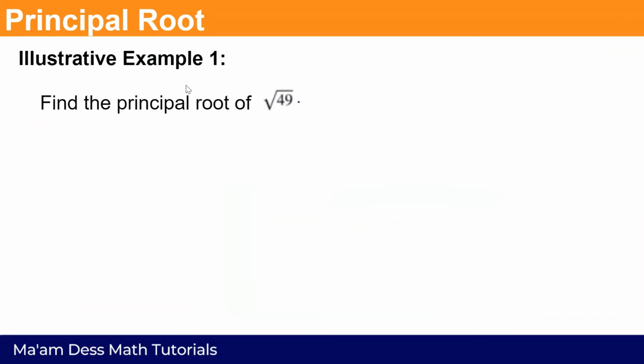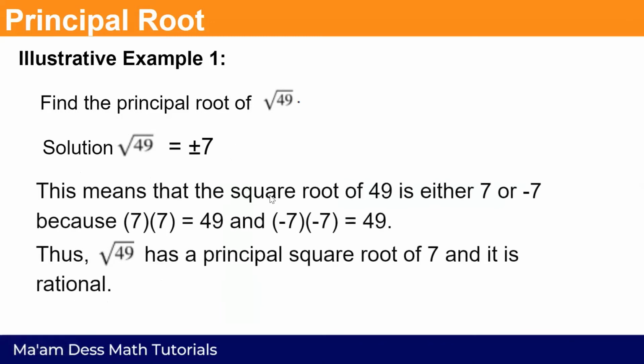Example 1. Illustrative example 1. Find the principal root of square root of 49. So, ang solution po natin, square root of 49 is equal to positive or negative 7. This means that the square root of 49 is either 7 or negative 7 because 7 times 7 is equal to 49 and negative 7 times negative 7 is equal to 49. Thus, square root of 49 has a principal square root of 7 and it is rational.